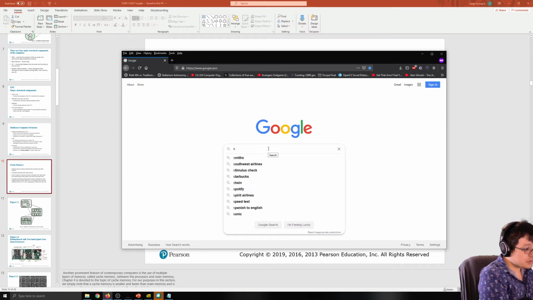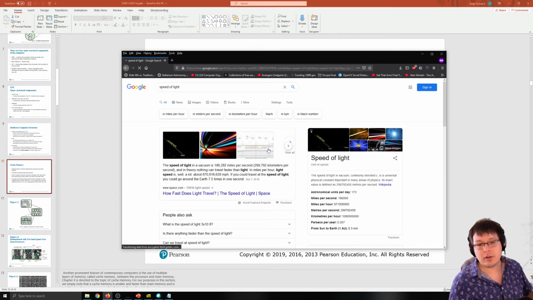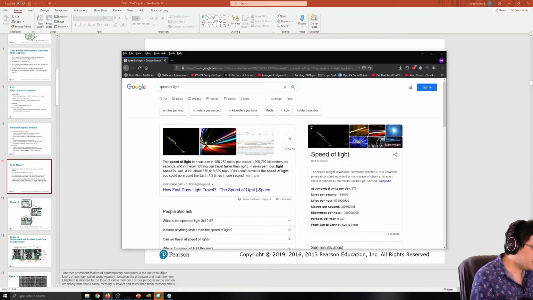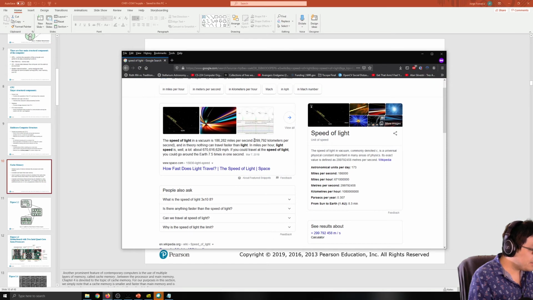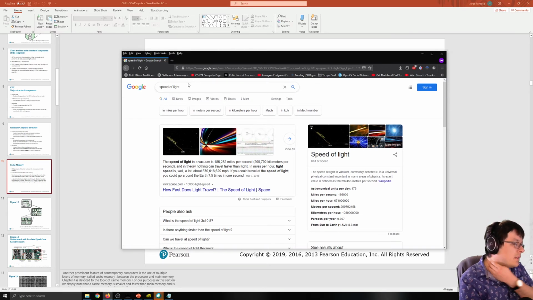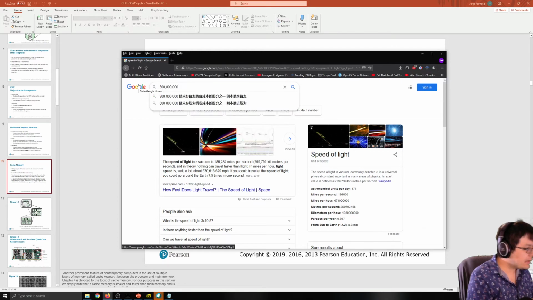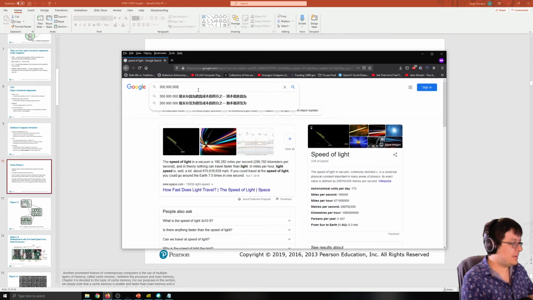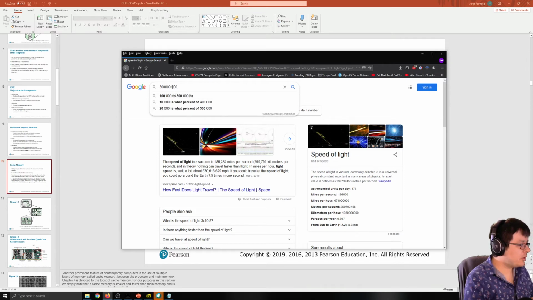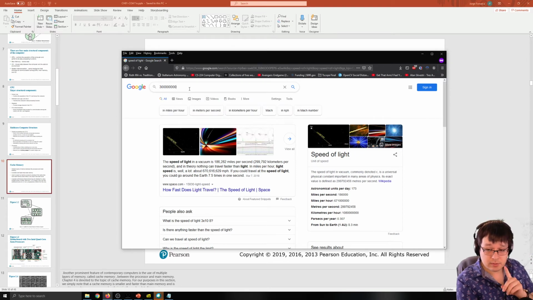Let's just confirm, although I'm pretty sure you guys were right, because I remember the speed of sound is 300 meters per second, and the speed of light is 300 million meters per second. But yes, because this is kilometers per second, that would be right. Okay, so we got the speed of light is 300 million meters per second.